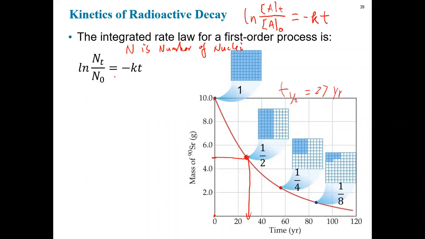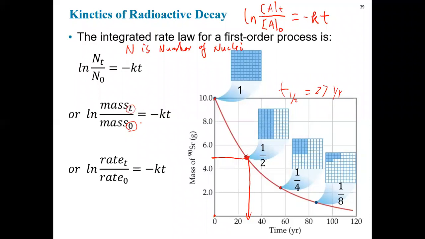Or you can use mass. Again, just mass. So what is t and what is zero? Similar convention. t is the time, so t seconds or t minutes or t years after the reaction started. Zero means 0 seconds or 0 minutes or 0 years, which means the beginning of the reaction. Or you can use rate. You can use the DPS at the beginning and the DPS after t seconds or t years or t minutes. So depending on the problem, you want to use one of these three equations.